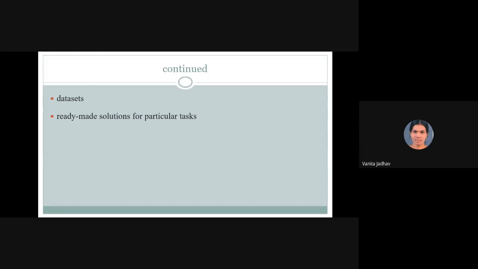Next one is dataset. A dataset is defined as the collection of data that is needed to train the model and make predictions. In datasets, there are two types, unstructured and structured.